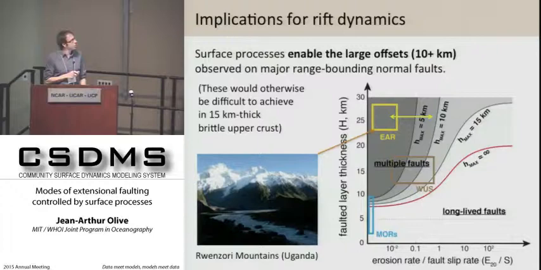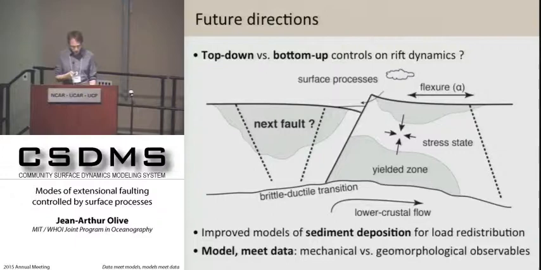So the future directions with these models is to make them meet data and improve them in several ways. We're looking into better parameterizing sediment deposition to have a better formulation of the load redistribution. And the next thing that I'm looking at is the competition between the top-down control and the bottom-up control, so from lower crustal flow versus the control of the upper boundary condition on the modes of faulting and the propagation of deformation in an active rift.